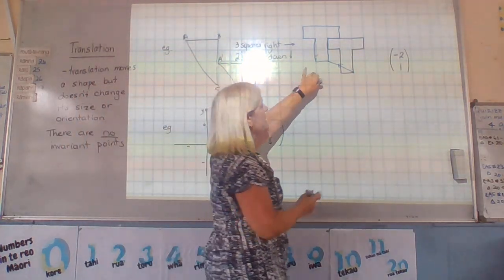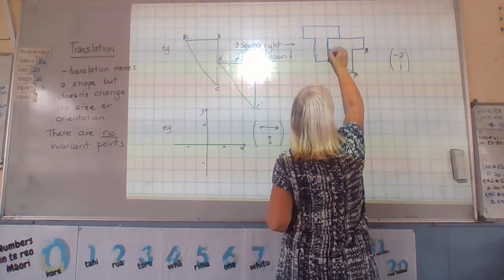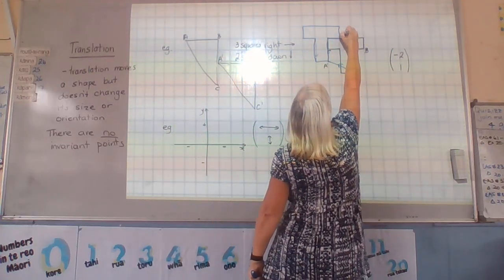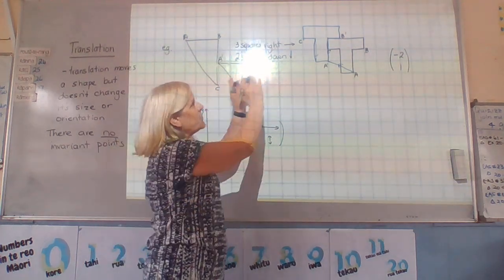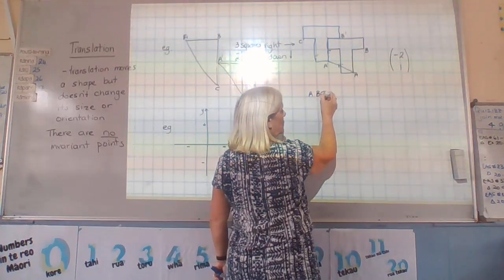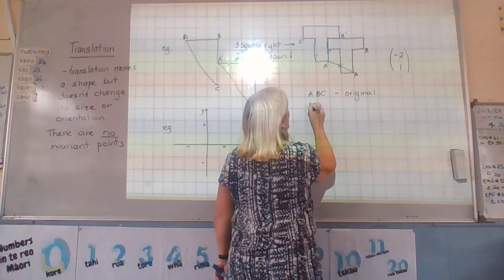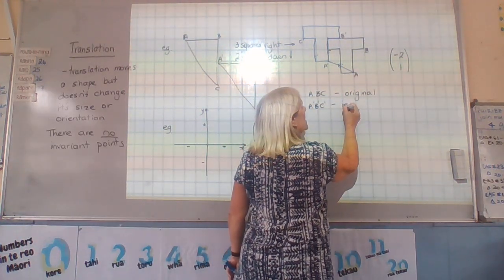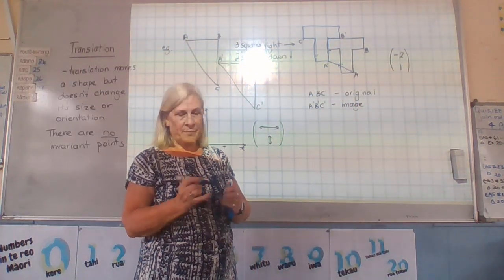All right, so in this one, I could just label a couple of points, A, B, C, and A dash, B dash, C dash. Or I could label them all, but I don't need to. All I'm trying to indicate is that A, B, C was the original, and A dash, B dash, C dash is my image, my shape after the transformation.